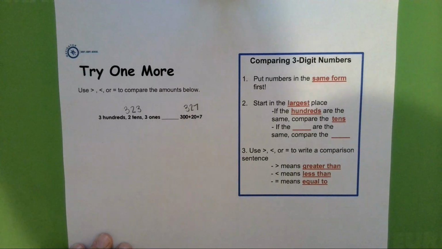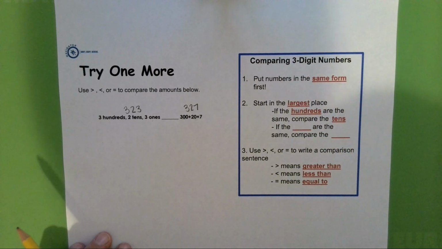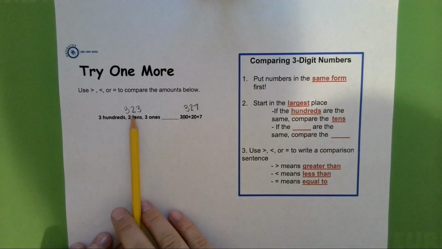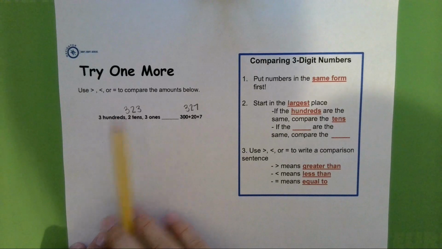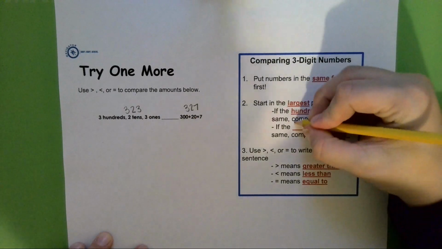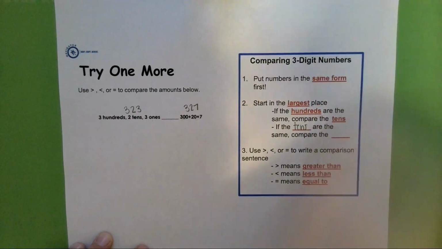What do we need to do and why? Say it out loud. I bet you said we should move on and compare in the tens place because the tens place is the next largest place. Let's do it. How many tens are in 323? Right, 2 tens. And how many tens are in 327? I bet you said 2 tens. Our tens are the same.